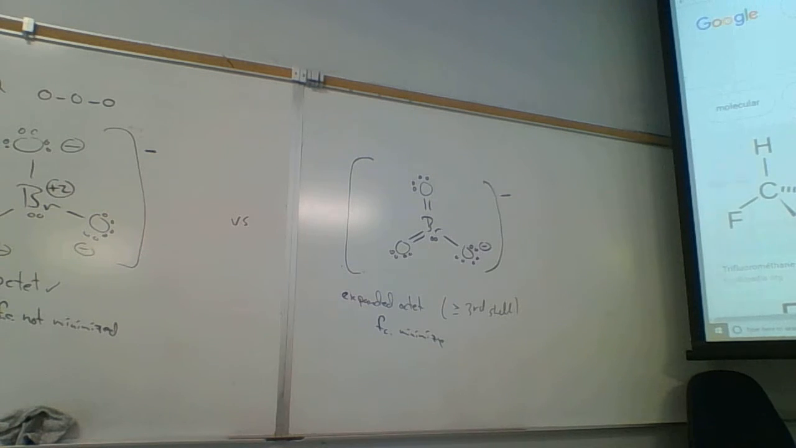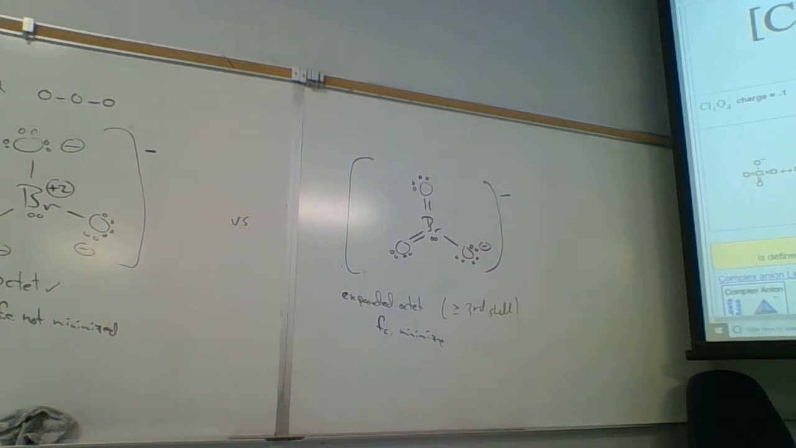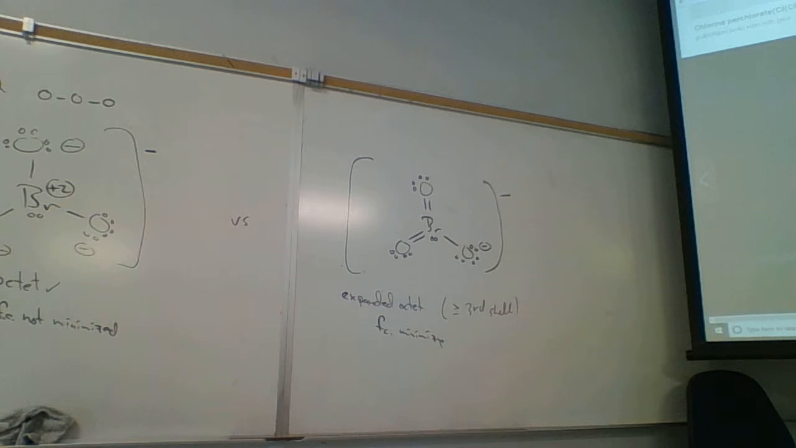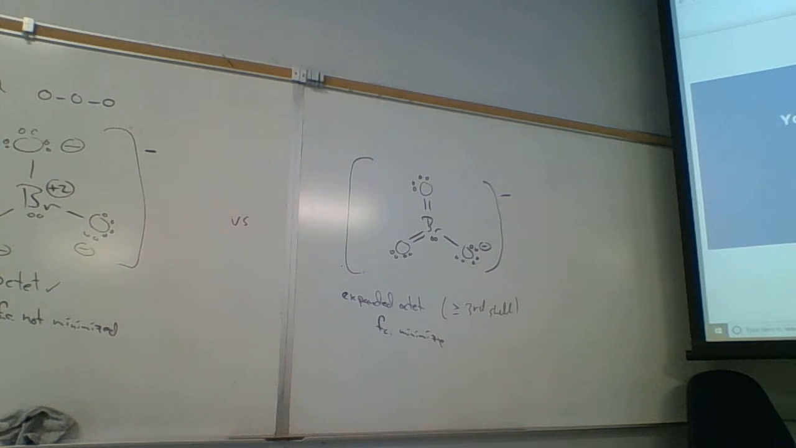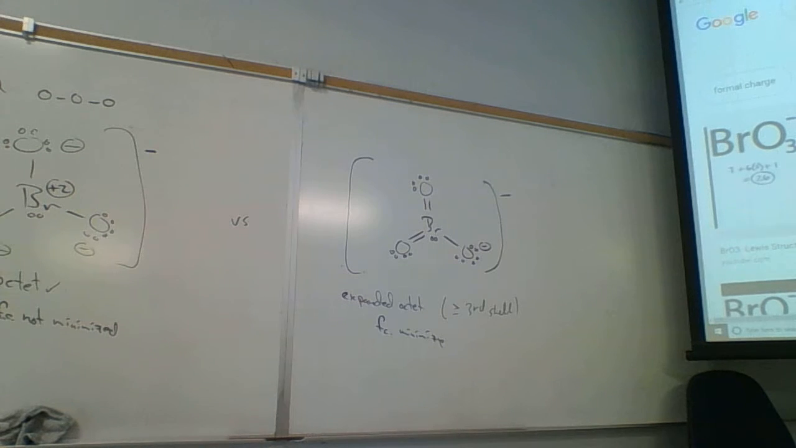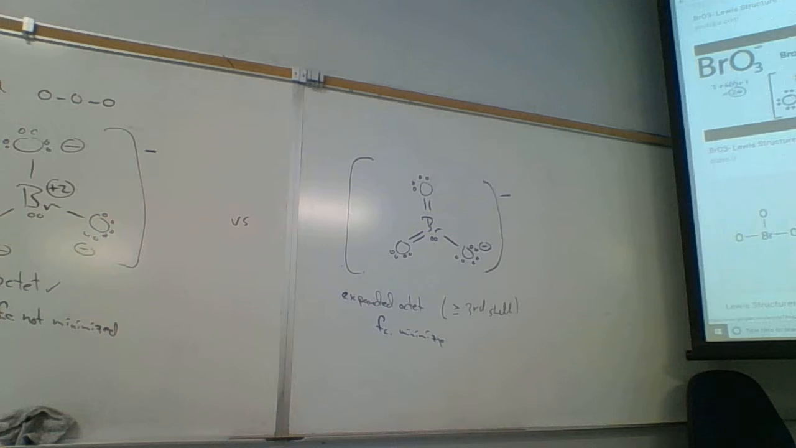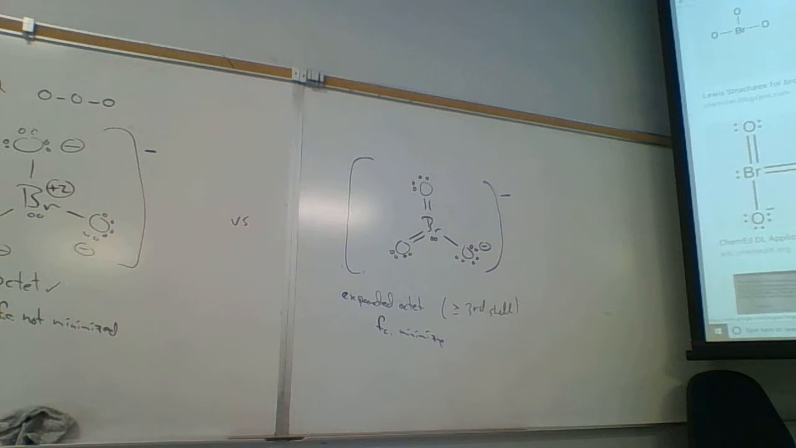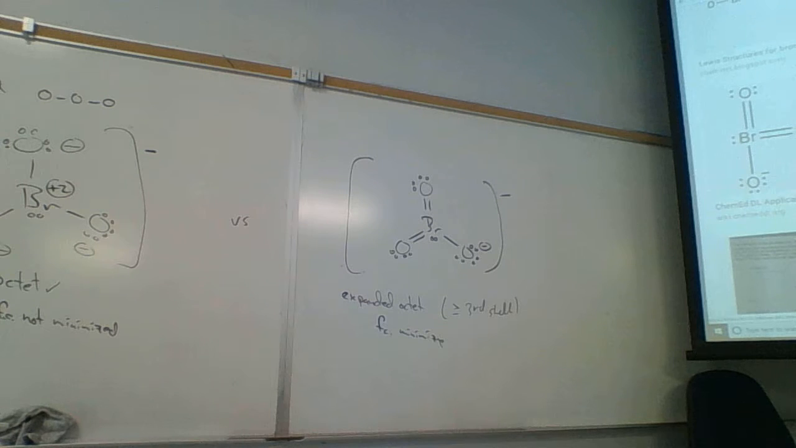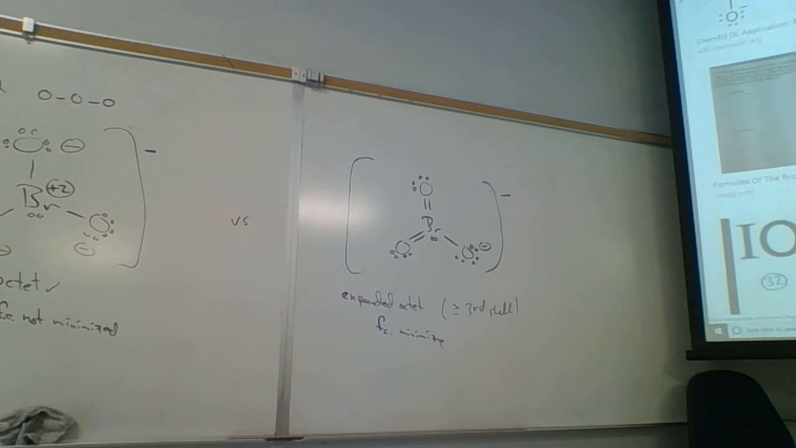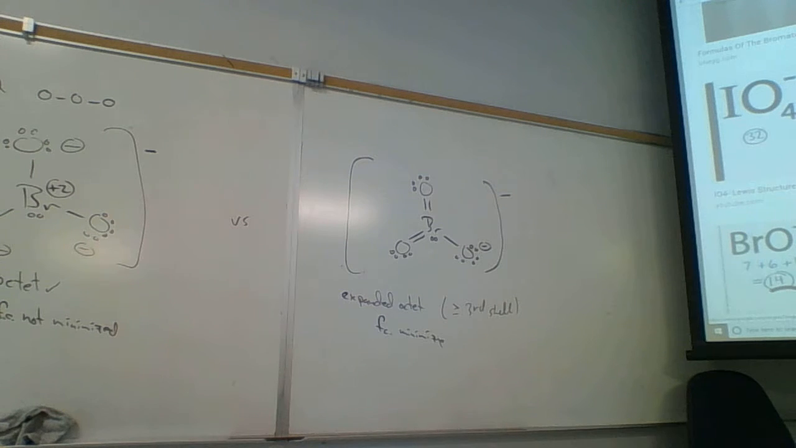So that structure would be more stable than that previous one? Let's take a look. BrO3 minus. Take a look at some structures for bromine here. When you look at the structure for bromine, this is not a good structure here.